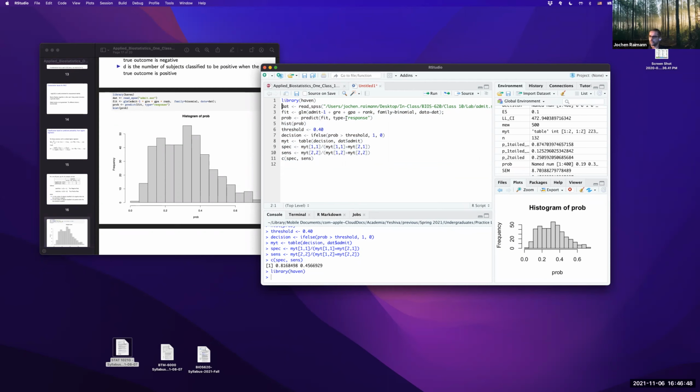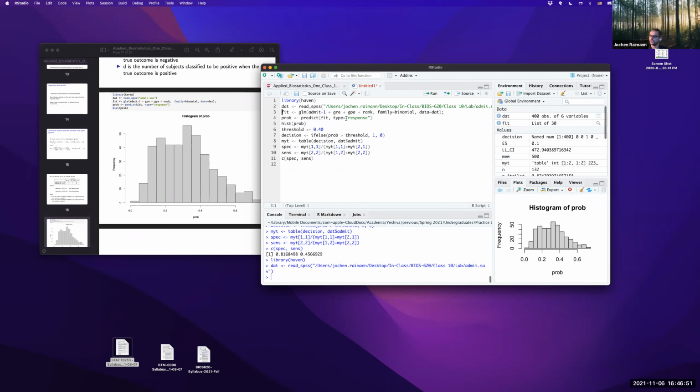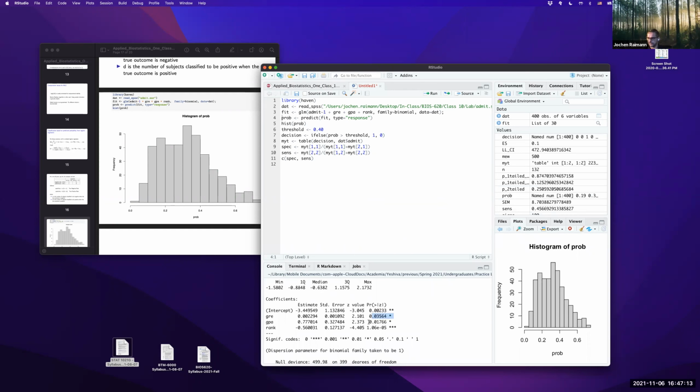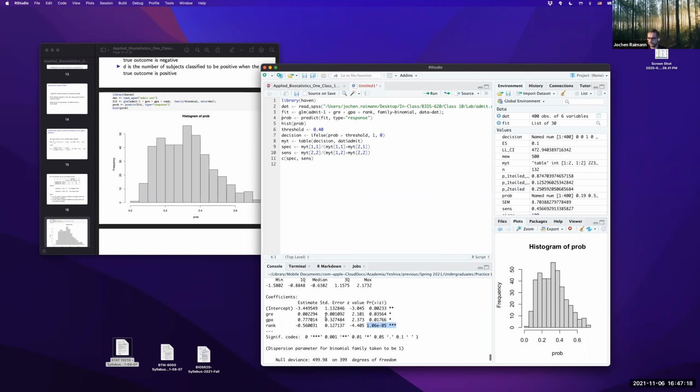So we have the haven library. We are loading the data set, which is 400 observations. So these are 400 students. Now we're building a fit. If we look now at the summary of the fit, we can already kind of look at what this data will look like. And so now we see that the GRE counts, the GPA counts, the rank of the university is also quite strong, in fact. So GPA and the rank of the university matter the most.